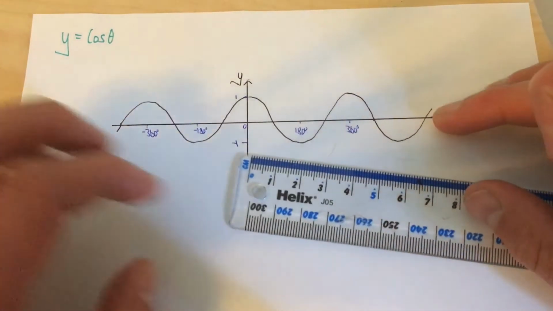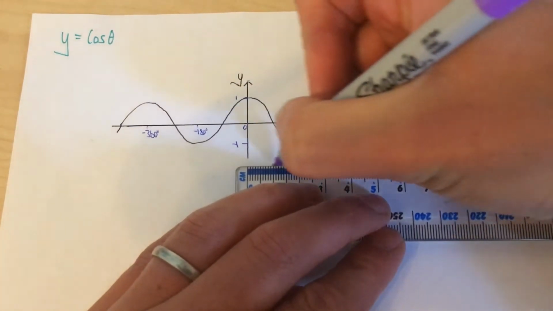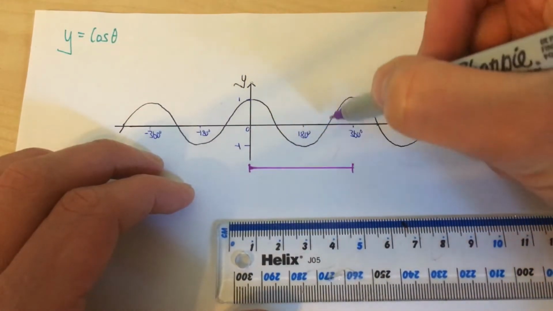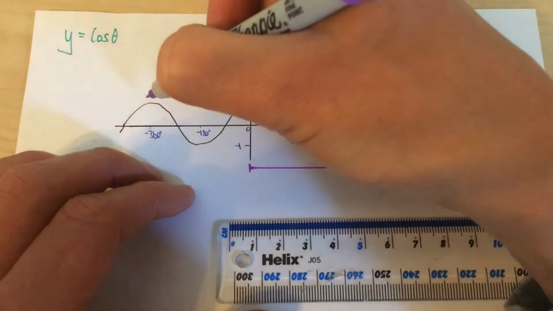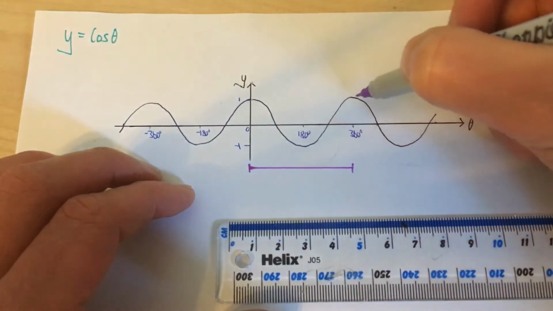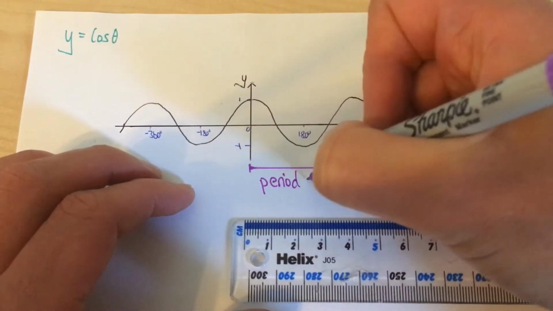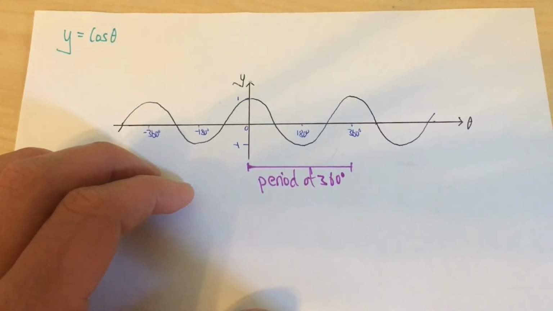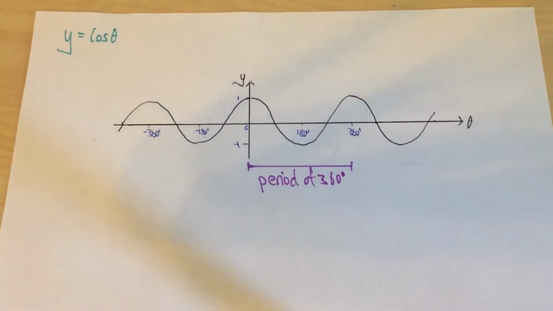This graph is a periodic graph, so it has a period, and that means it repeats. The pattern repeats, the shape repeats, and in this case it's every 360 degrees. This shape here is then repeated. You can see it over here too, and so on. So it has a period of 360 degrees. This graph is symmetrical about the y-axis.